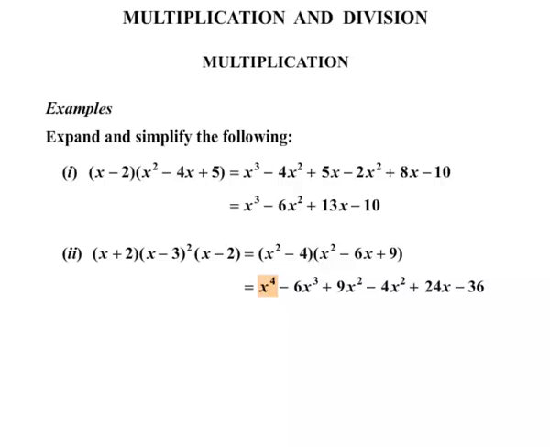We've got x to the 4, there are no other x to the 4s, let's write that down. We've got minus 6x cubed, again, nothing else in terms of x cubed. We've got a few x squareds there, 9x squared minus 4x squared, so we're going to get plus 5x squared, plus 24x, and then minus 36.